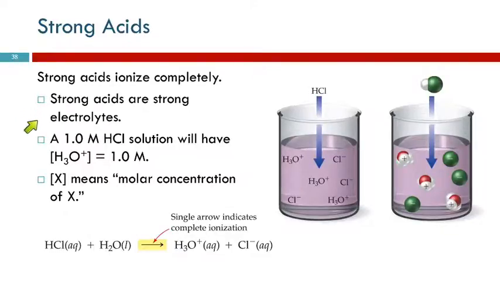Strong acids are strong electrolytes. If we look at a 1.0 molar HCl solution, then the hydronium ion concentration will be the same. It'll be 1.0 molar. So here is where the book talks about those brackets that we saw out of context in chapter 15. The bracket around the X means the molar concentration of whatever's inside of it. So the bracket tells us the concentration of hydronium ions in molarity.